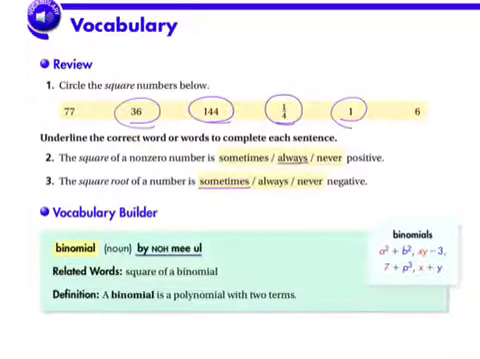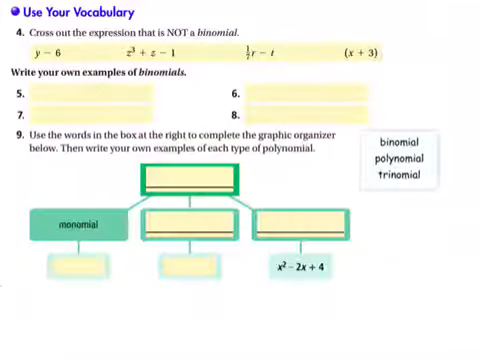Our vocabulary is binomial. A binomial is a polynomial with two terms, and we looked at that in the last video. Well, now we're going to look at the squares of binomials. Here you have a chance to use your vocabulary. Cross out the expression that is not a binomial. Remember, bi means two, so we're looking for something that has two terms. For 5, 6, 7, and 8, write your own examples of binomials.